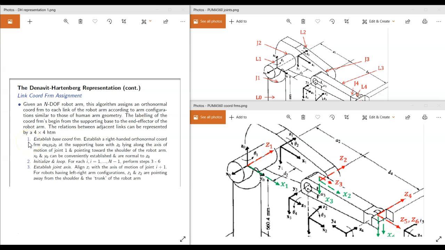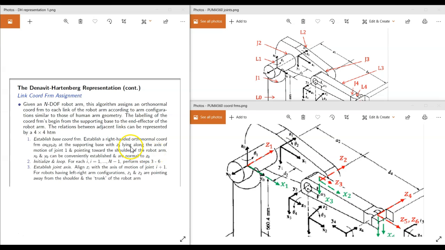So step number 1, establish base coordinate frame. Establish a right-handed orthonormal coordinate frame. In our case, it's always a right-handed orthonormal coordinate frame. Coordinate frame 0 at the supporting base with Z0 lying along the axis of motion of joint number 1, and pointing toward the shoulder of the robot arm.